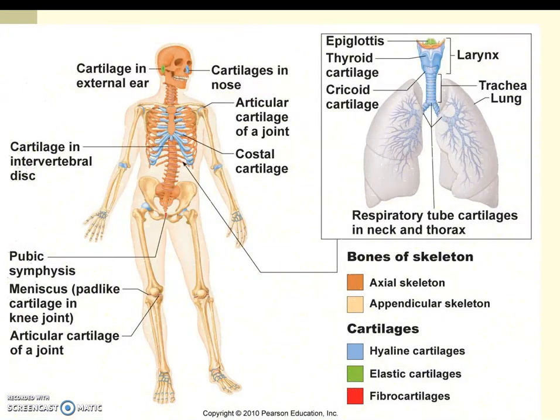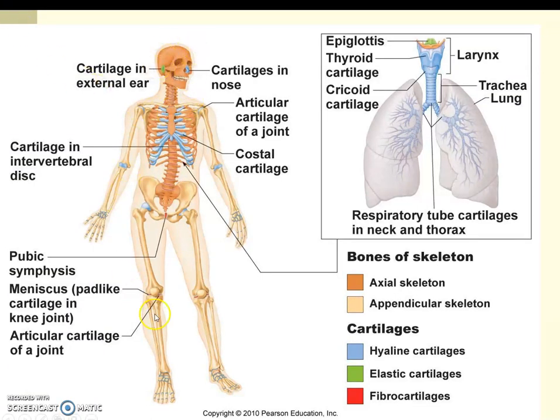So this is a really, really great picture in your book on page 175. Now, this picture itself won't be on the test, but it has lots of important information that you need to know. This picture is relating the skeleton to the various different types of cartilages in the body.